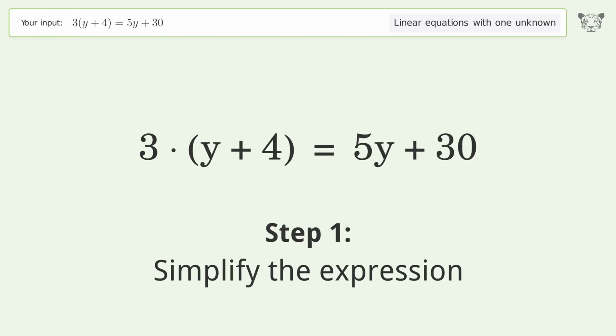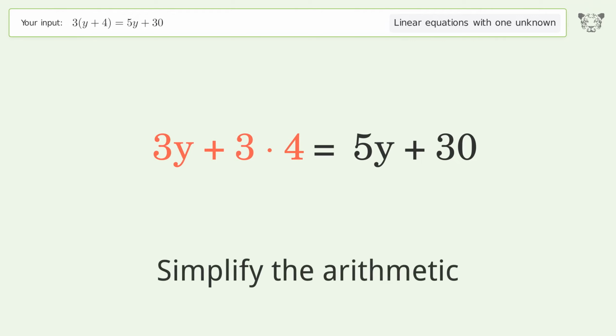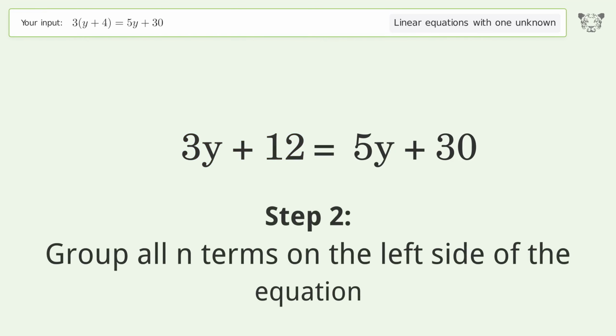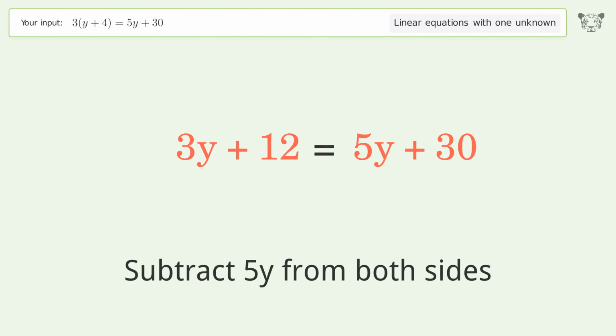Simplify the expression. Expand the parentheses. Simplify the arithmetic. Group all y terms on the left side of the equation. Subtract 5y from both sides.